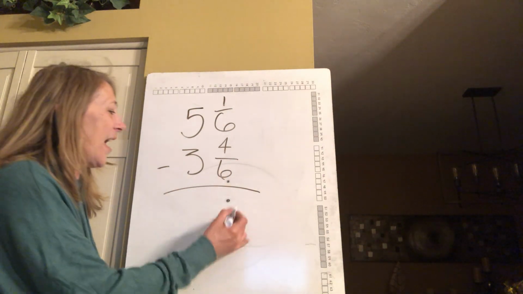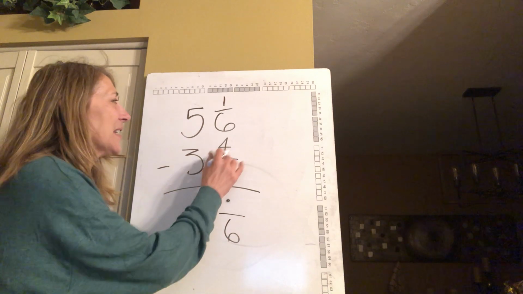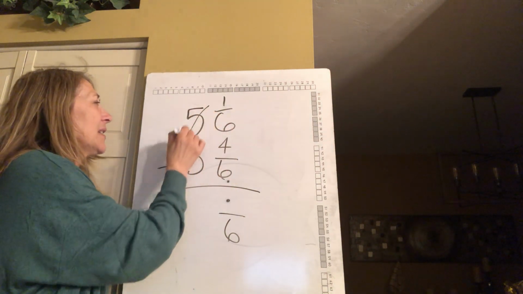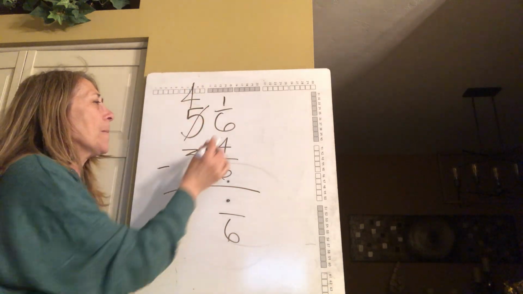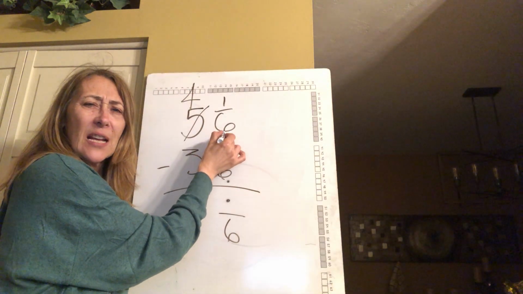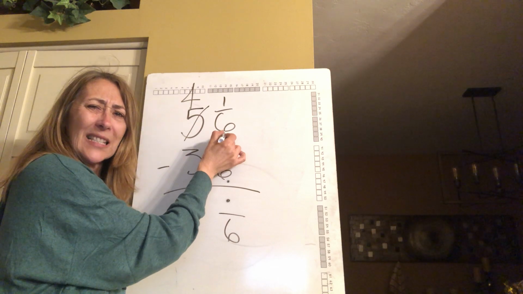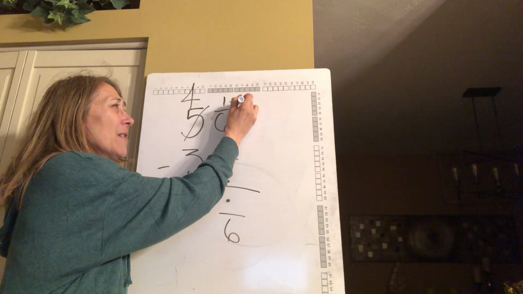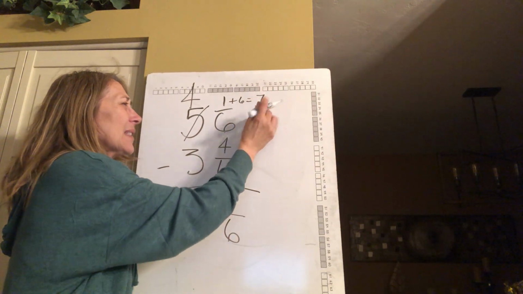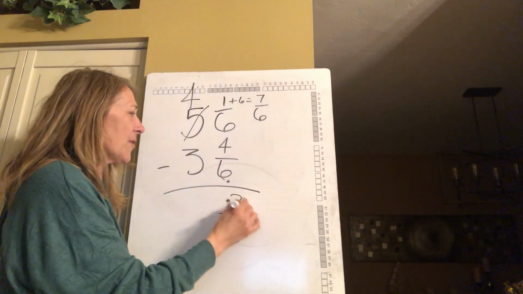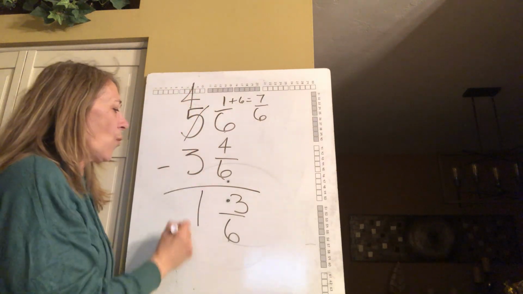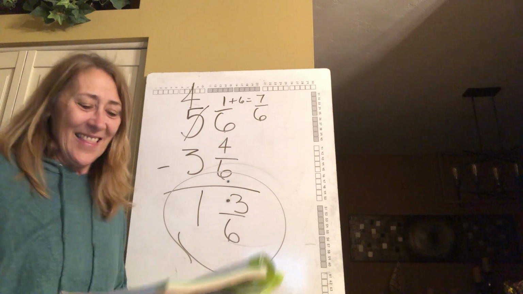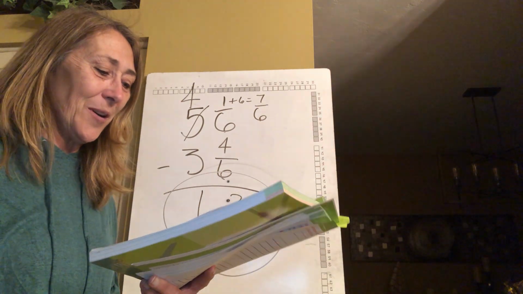Coming back, we have 1/6. I can't take 4 away from 1, so I need to get some more sixths. Take 1 away from the 5, it's 4. My bottom denominator tells me how many pieces are in a whole, 6 of them, because I'm taking 1 whole. So 6 plus the 1 that's up here, 7/6. 7 minus 4 are 3. 4 minus 3 are 1. 1 3/6. That's so super.